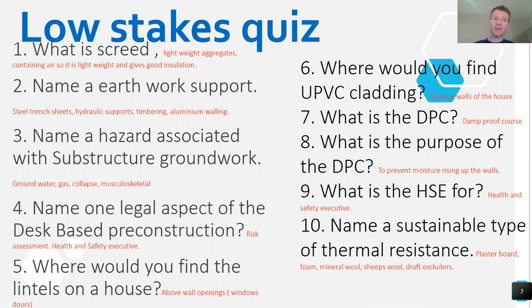Okay, well done. I hope you've enjoyed doing the questions. So the question is, what is screed? Like we said on the exam, quite often to answer the exam questions, it's not that you don't understand what the answers are going to be, it's just that they use terminology that we're not used to. So screed is just a very, very lightweight material. It's got lots of air bubbles.